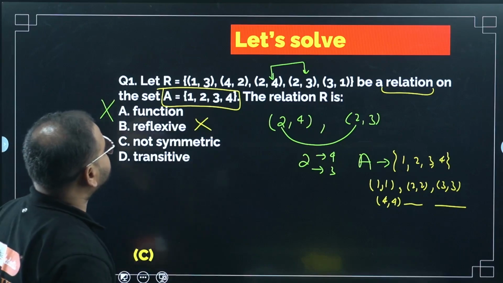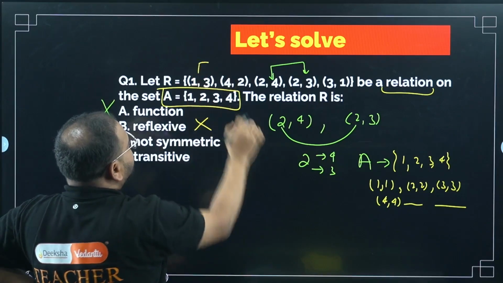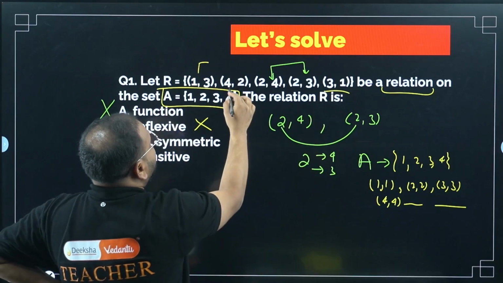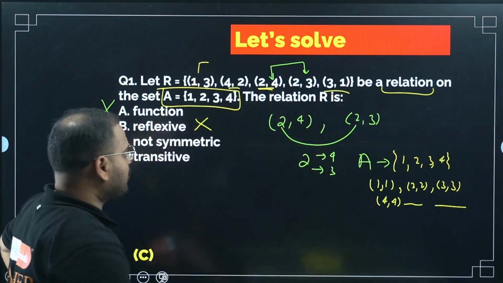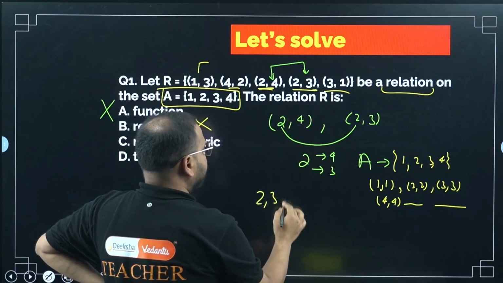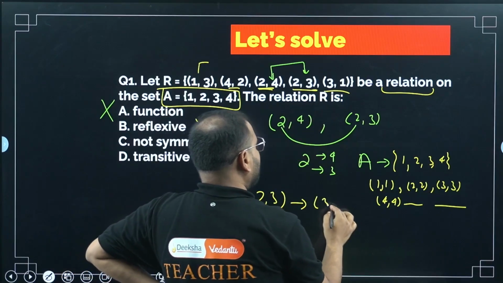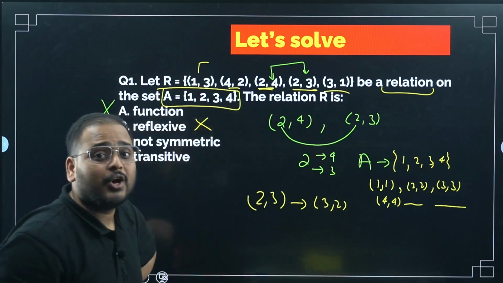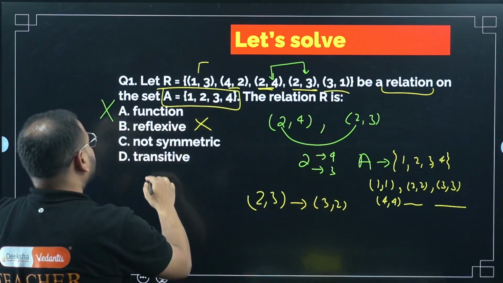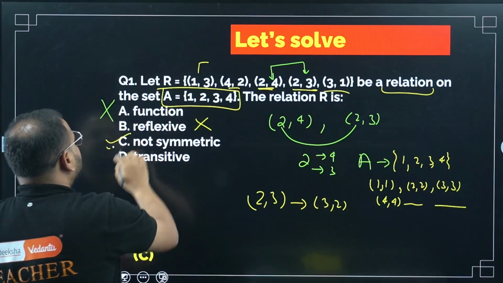What about symmetric? Sir, (1,3) is there, then (3,1) is there, so good. (4,2) is there, but (2,4) is also there, so again symmetric. (2,3) is there, but (3,2) is not there, sir. So not symmetric. This option is saying not symmetric, so this option is correct.